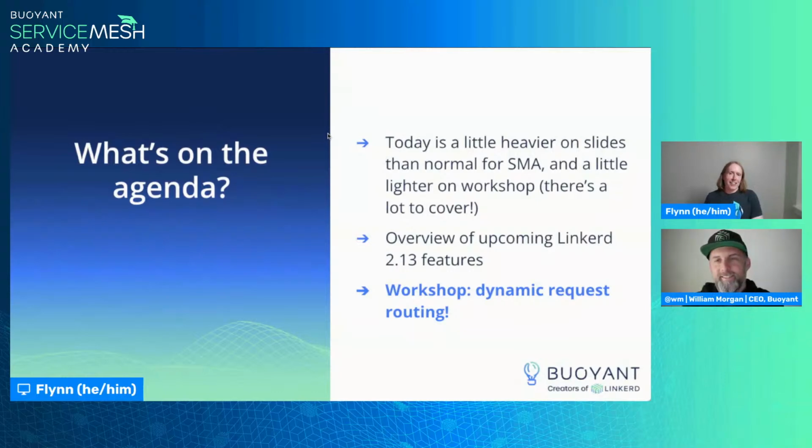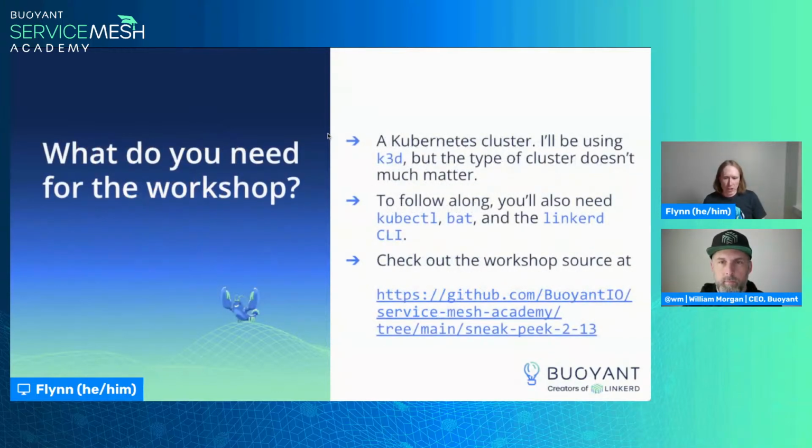Today is going to be a little heavier on slides than is probably normal for a lot of the other Service Mesh Academies, a little bit lighter on the workshop. It turns out we have a fair amount of stuff to cover about 2.13, so we'll get right into that. William is going to do an overview of what's coming up in 2.13, and then we're going to go into a workshop on dynamic request routing. If you are going to follow along for the workshop, which we think is much more fun than merely watching the workshop, you will need a Kubernetes cluster.